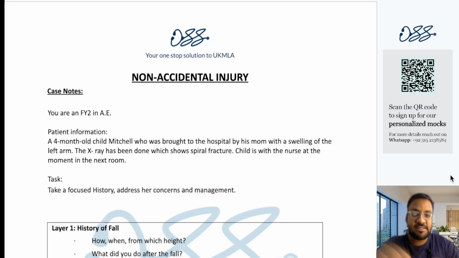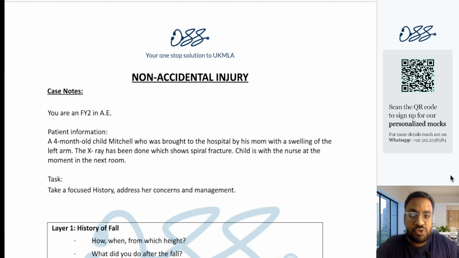So let's just continue our ethical sections, and the topic that we're going to discuss today is non-accidental injury. Non-accidental injury is also a kind of abuse, but the reason why we are doing it separately is because the structure and the format that you need to follow in cases of a non-accidental injury is very different from what you would follow in a typical abuse station.